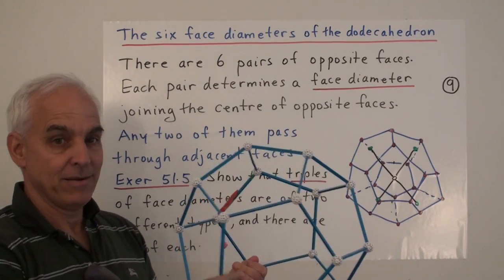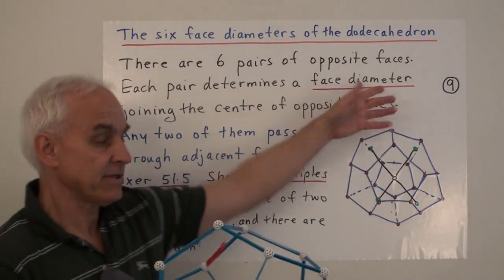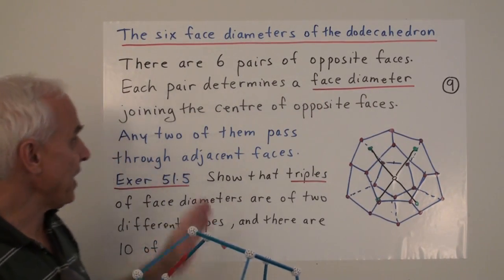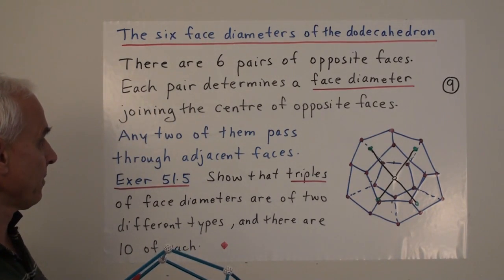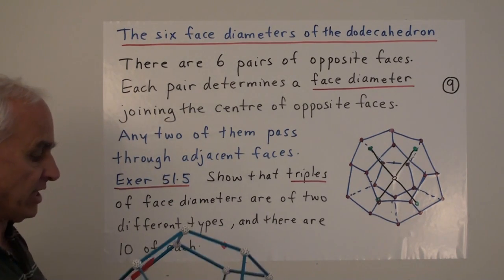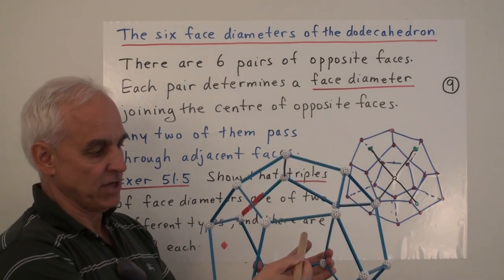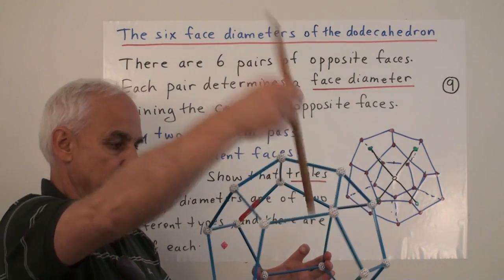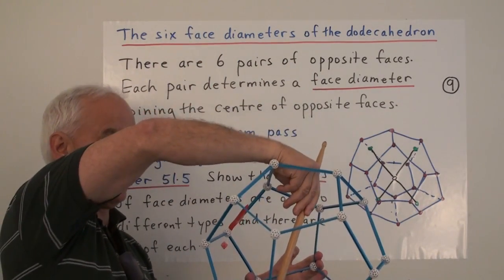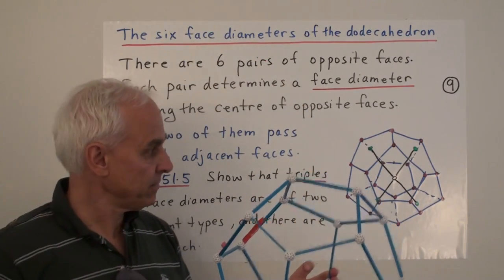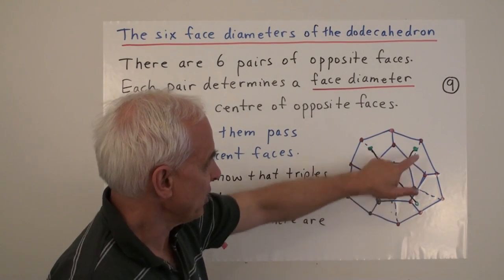They are then going to be diameters of the dodecahedron. We can call them face diameters, the same way that we did for the cube. So they're then these 6 face diameters joining centers of opposite faces. And any 2 of them pass through adjacent faces. So you can have a look and convince yourself that if you take any 2, say that one and maybe this one, they are passing through adjacent faces. Or this one here is also adjacent faces, in this case this face and this face. And here's what some of them look like, just 2 of them, some adjacent faces.